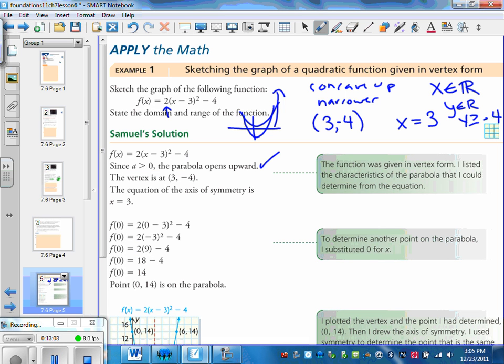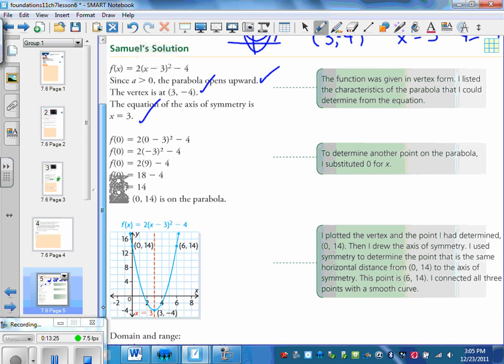Okay, let's see how we did. We said it opens upwards, the vertex is at 3 and negative 4, we got that too. Axis of symmetry, fabulous. This is what they did: they found another point. They just subbed in the value 0, so they found a point of 0 and 14. They mirrored that point, since it's 3 spots away from the axis of symmetry. They could put another point 3 points away there. That's really cool what they did. Yep, it's the same horizontal distance. Cool. Then they made a beautiful graph.